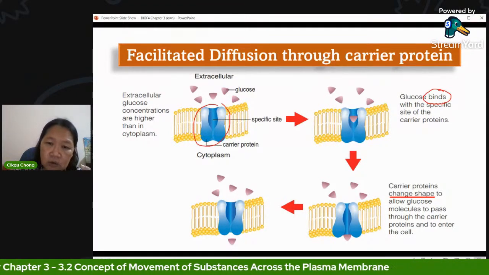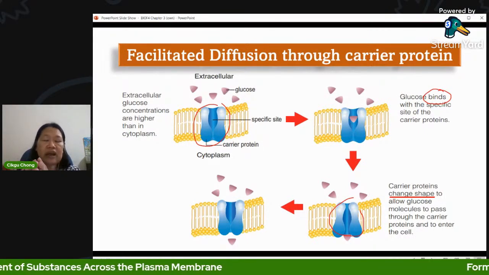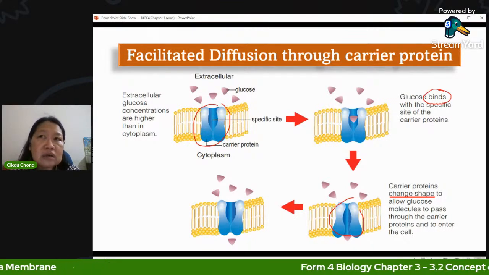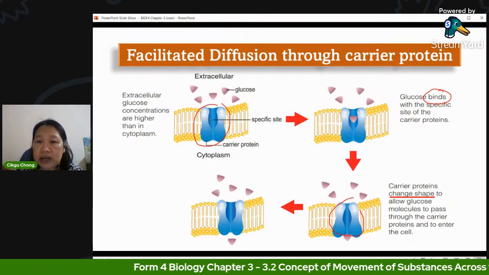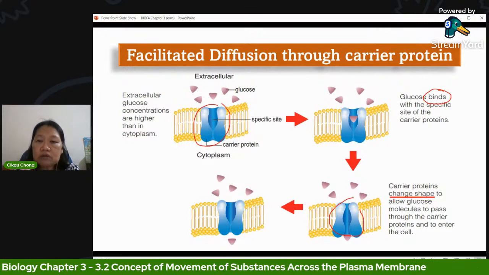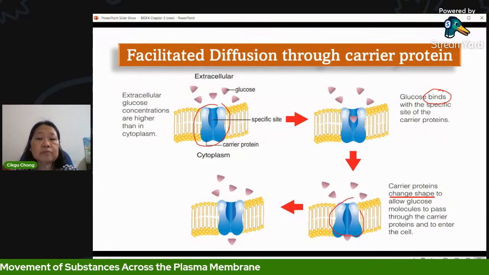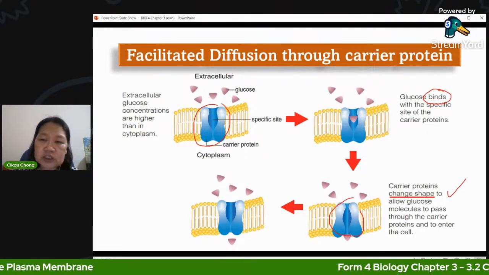Originally like this, when you want to bring it inside, it will actually turn the carrier protein. Remember we said the phospholipid, the plasma membrane, is dynamic, it is flexible. The shape of this carrier protein can also change, right? So it will change shape and allow the glucose molecule to pass through the carrier protein to enter the cell. So this one also must mention.